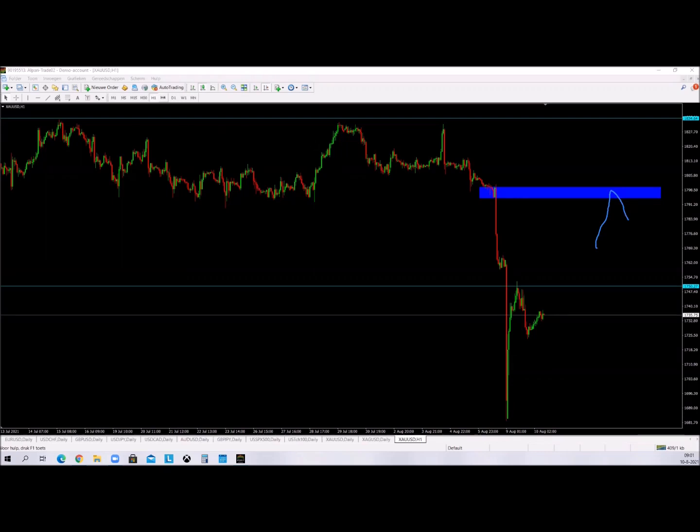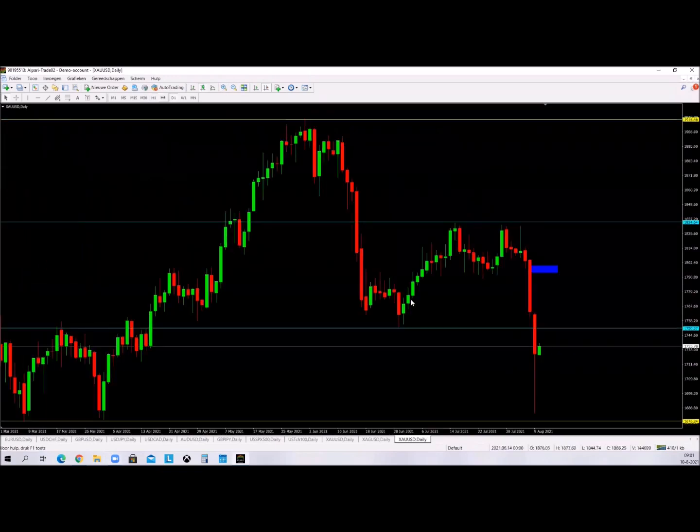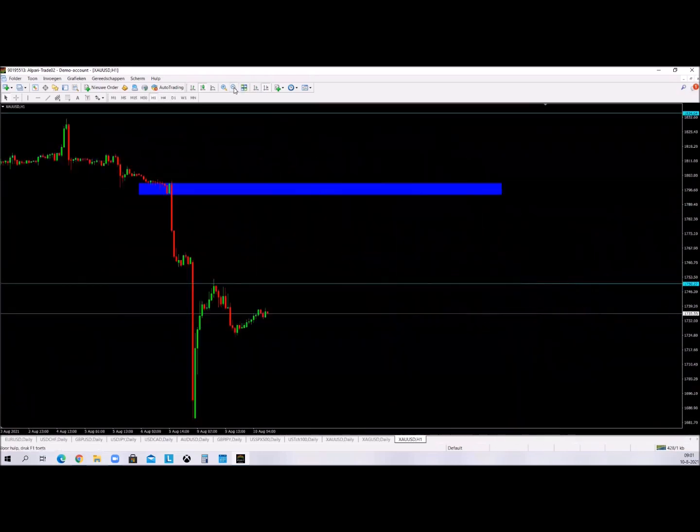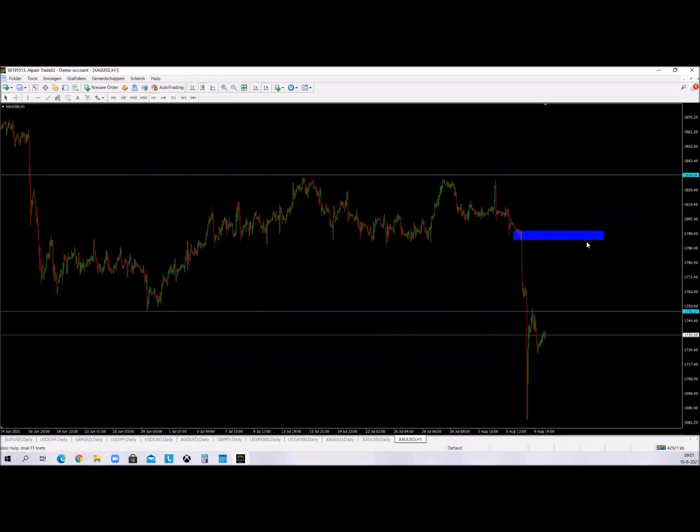Now, I'm not very clear on gold in terms of a bias, and that is because of these equal lows below market, but also these equal highs above market. So there hasn't been any liquidity at major zones being absorbed yet. And until that happens, I don't have a bias. Doesn't mean you can't trade it.